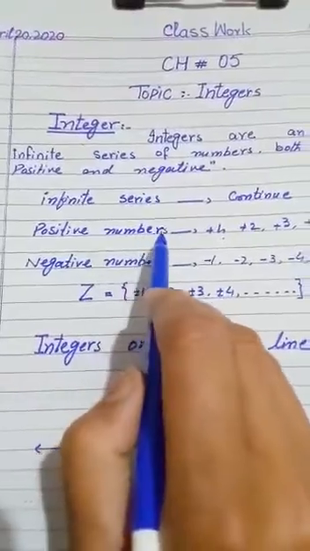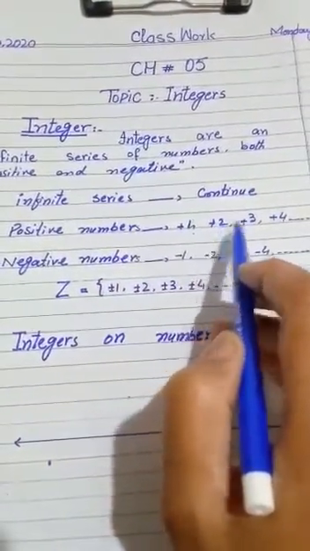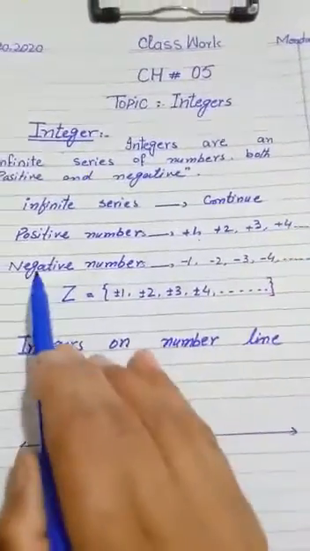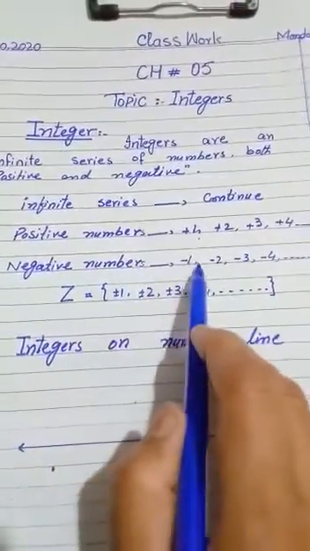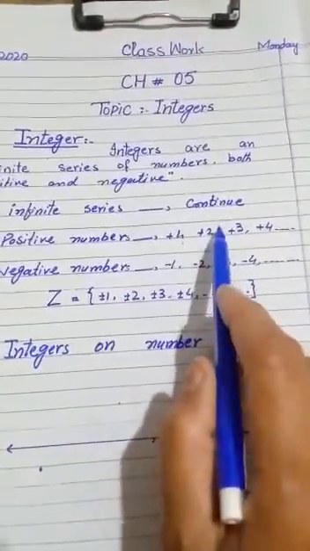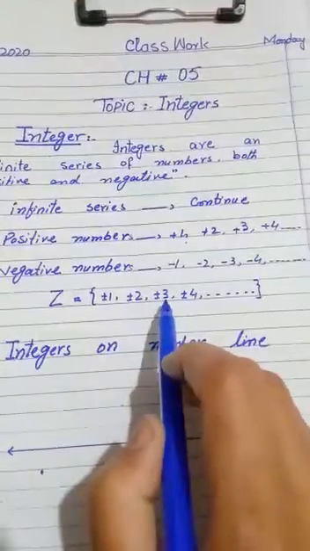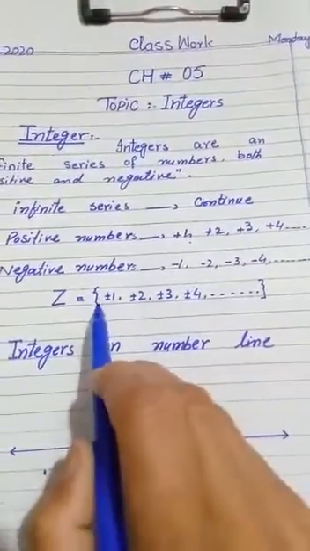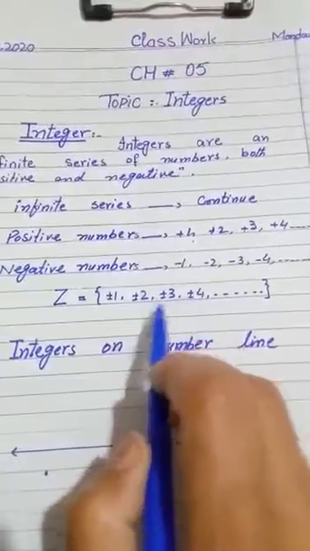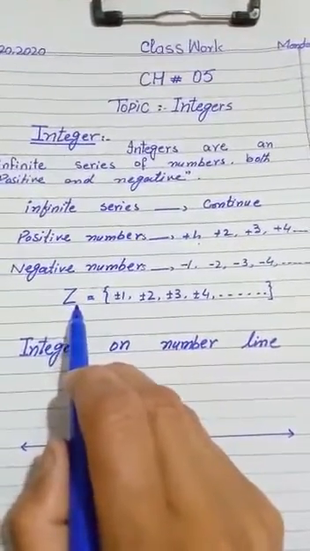Positive numbers are the numbers which have a positive sign with them, and negative numbers are the numbers which have a negative sign. When we write positive and negative numbers together, we make a set of integers, and the set of integers is abbreviated with the capital letter Z.